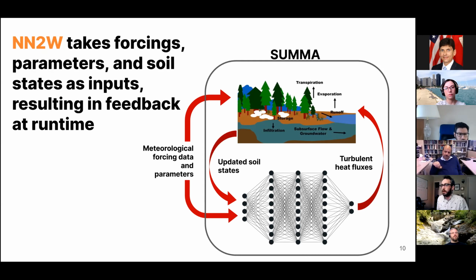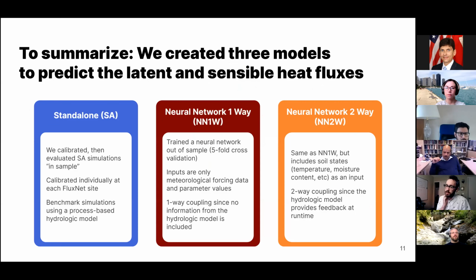And then NN2W actually connects a second arrow back from SUMA to the neural network. And so we're inputting things into the neural network like the soil moisture and the soil temperature. And so kind of our idea here is, can we get better simulations by coupling the two to talk to each other? And so just a couple other methodological things here.